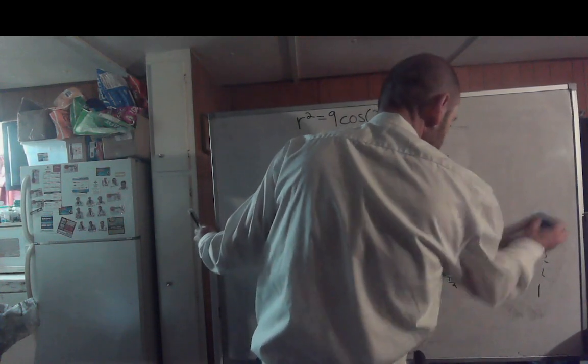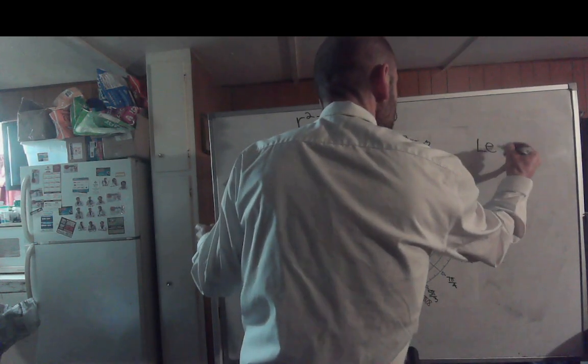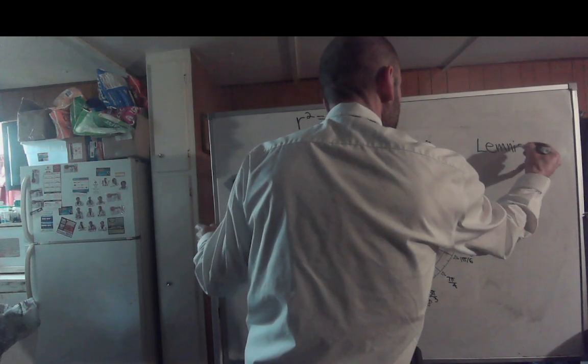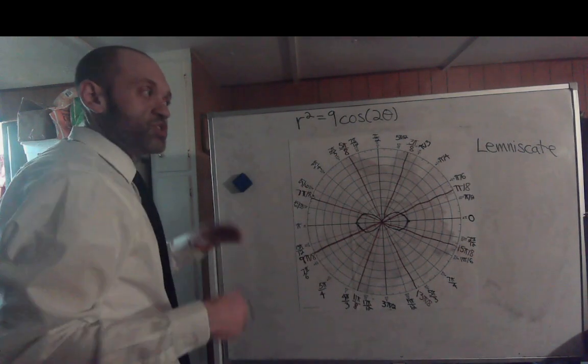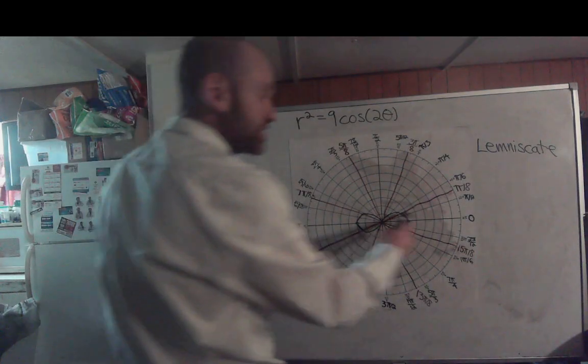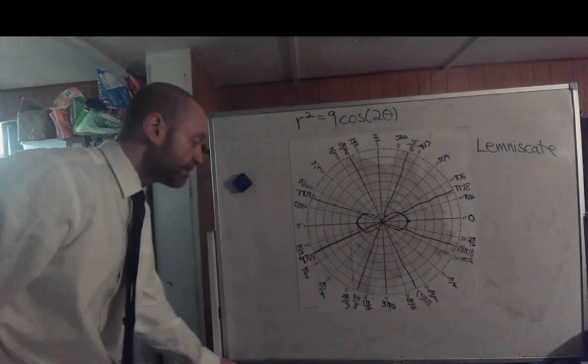That shape, if you're wondering what it's called, is called a lemniscate. So this is what's called a lemniscate. You could think of it like a skater's figure 8. You know, skaters in those shows do a lot of figure 8. So a lemniscate, you could think of it that way.